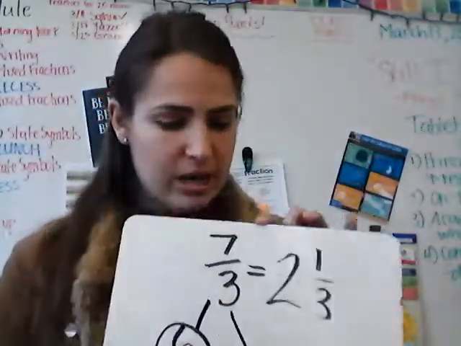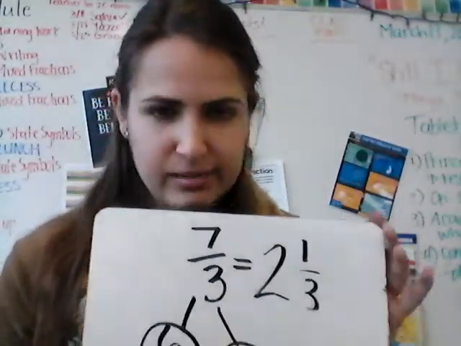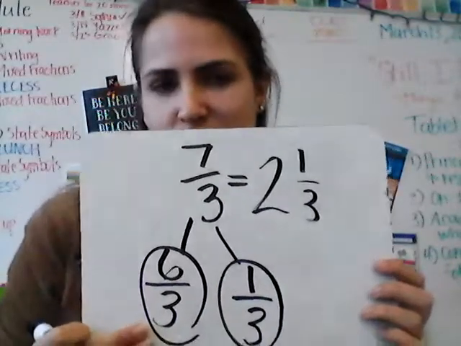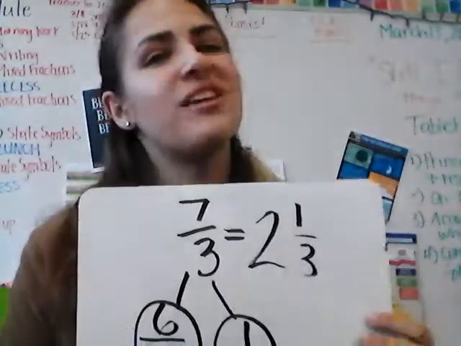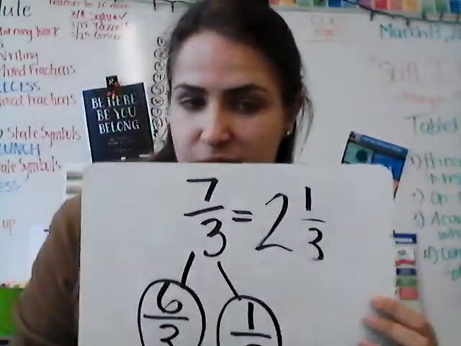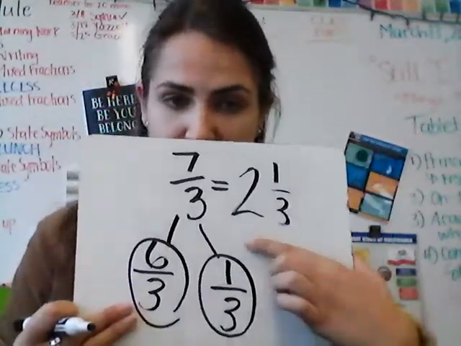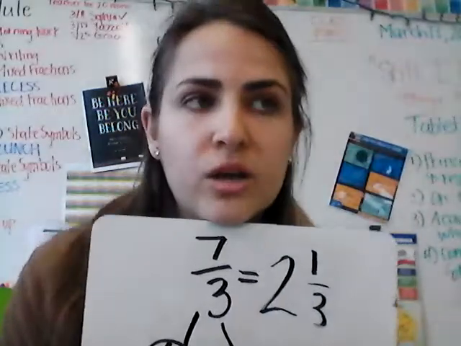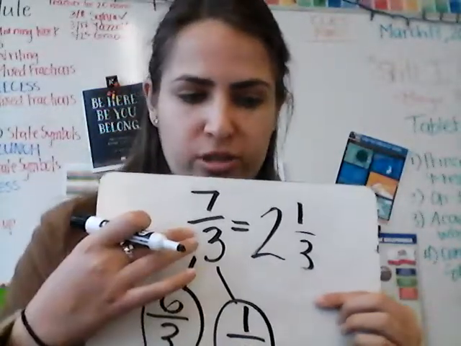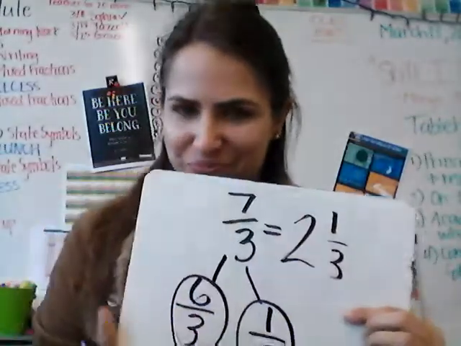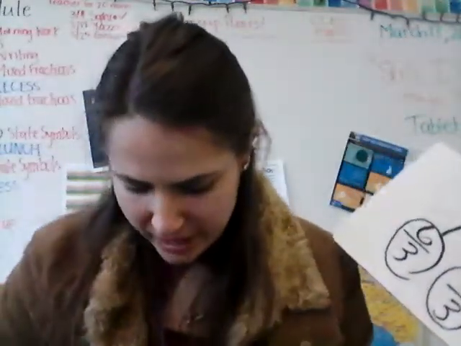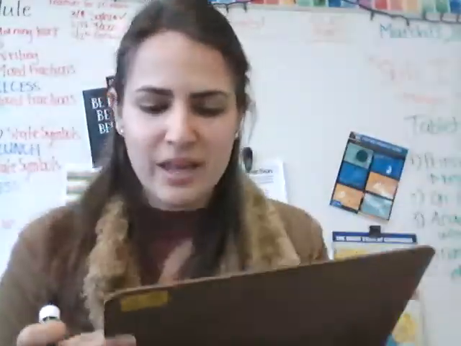Now, the next thing I want you to think about is what other strategy could we use to solve this? I want you to pause the video for a second and think, what other strategy could I use other than decomposition using a number bond to change 7/3 to a mixed fraction? Really, pause the video. I want you to think about it. Oh no, I just wrote on my leg. That's okay. It'll wash out.